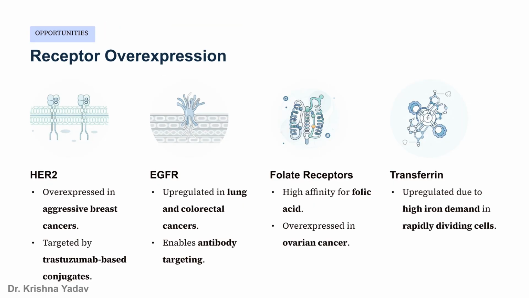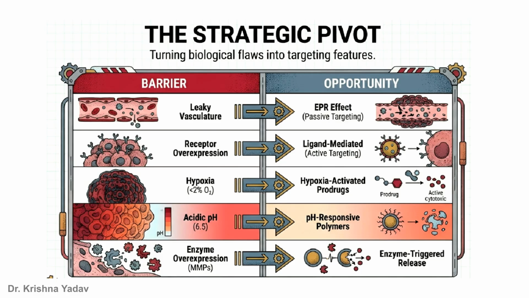Receptor overexpression presents significant opportunities for targeted delivery, using receptors like HER2 in breast cancer, EGFR in lung and colorectal cancers, folate receptors in ovarian cancer, and transferrin receptors. This illustration shows various types of targeting strategies in action, including passive, active, and physical targeting, highlighting their diverse mechanisms for enhancing drug accumulation within the tumor.